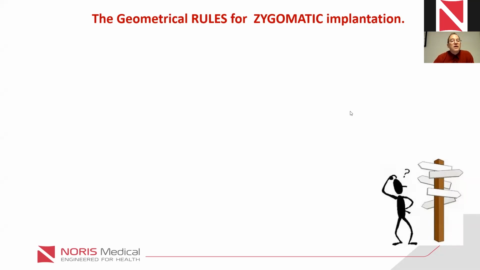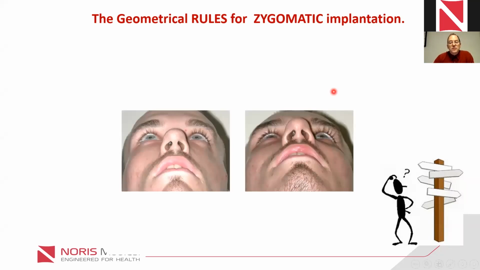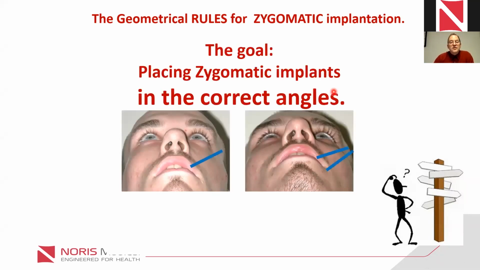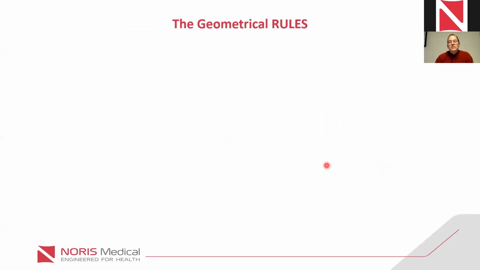Okay, so the question is, what are the angles to position? So if we look from the outside of the face and we want to place either one zygoma or two zygomas, what are the angles to put them correctly where we want? That's quite tricky. So there are some rules for that, and I will repeat the rules now. And maybe it will raise some questions.